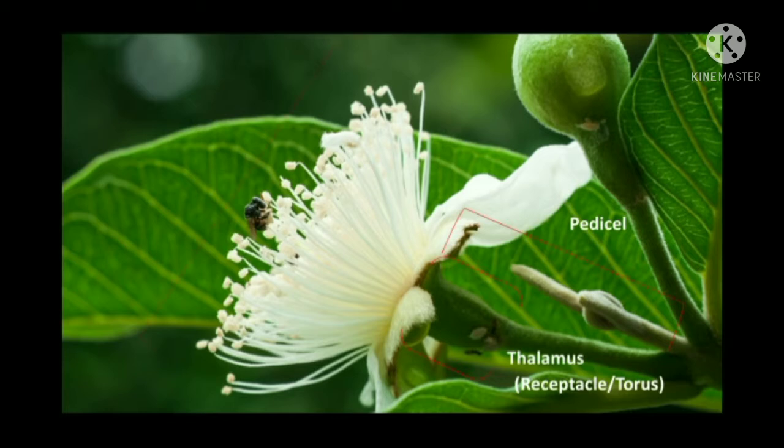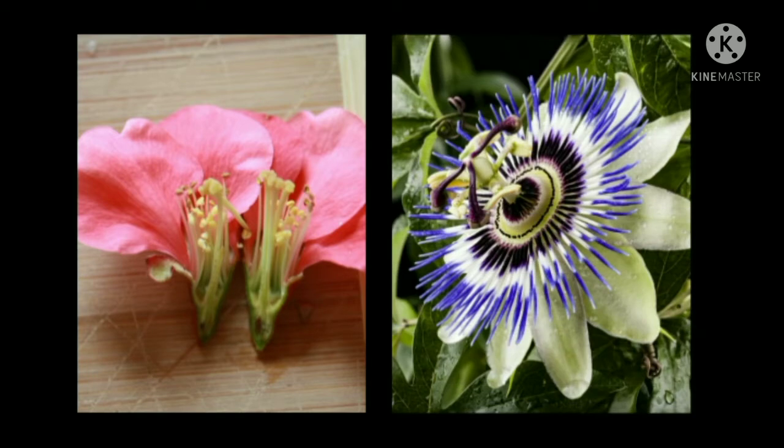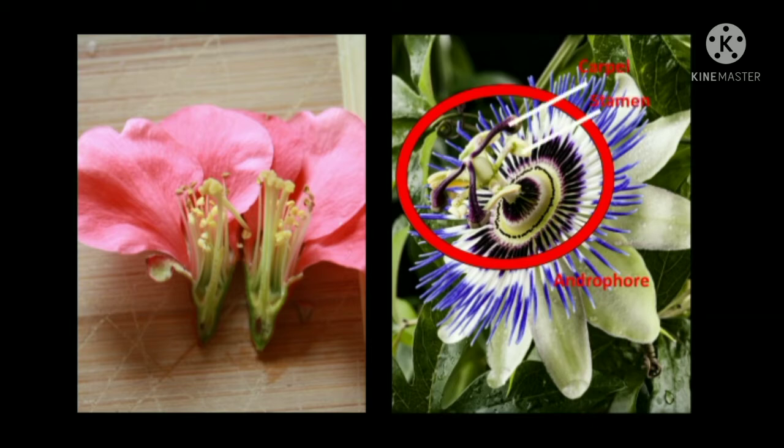The thalamus bears floral parts on top of it. Thalamus has nodes and internodes. Usually, the internodes are short and condensed. When the internodes are short, the nodes come close to each other, and because of this, the floral parts are seen crowded together. This is a usual scenario. But in some cases, like Passiflora, it has an elongated internode, and this is called androphore. So this is androphore, and it bears carpels and stamens at its tip.